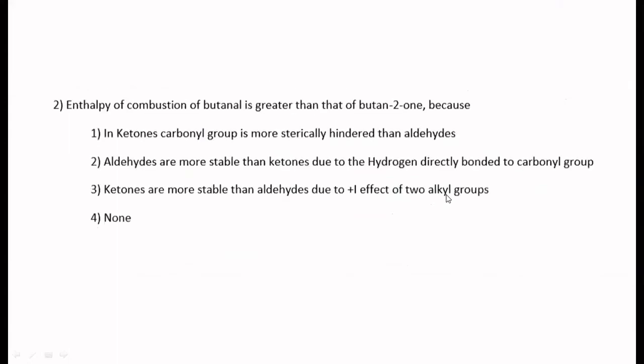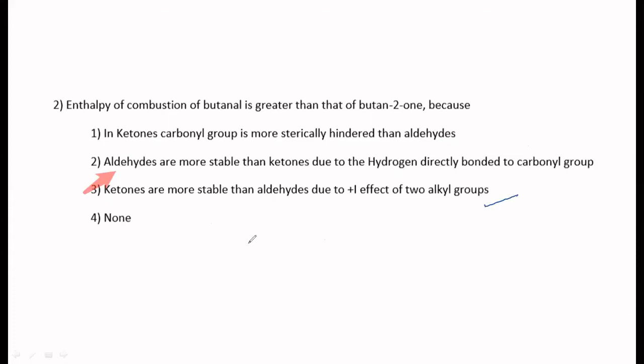Move on to the second one. This is an interesting question. Enthalpy of combustion of butanal is greater than that of butan-2-one because... what is the reason for that? He has given 4 reasons. In ketones, the carbonyl group is more sterically hindered than in aldehydes. Aldehydes are more stable than ketones due to the hydrogen directly bonded to the carbonyl group. That is the second one. Ketones are more stable than aldehydes due to plus I effect of the 2 alkyl groups.